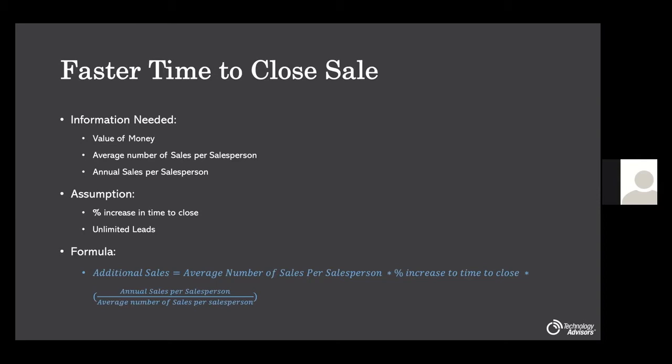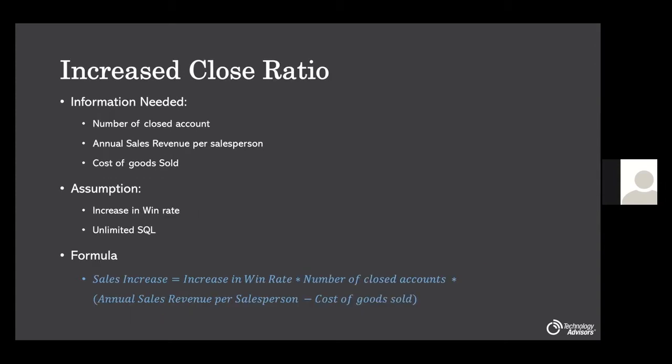If I can close things faster, then I have to look at the value of money, the average number of sales per salesperson, the annual sales per salesperson. And I'm making some assumptions. By the way, the first one I forgot, I'm making an assumption here that if I'm winning things, I've got a higher win rate. I also have to assume that there's always an unlimited number of sales qualified leads for me to go after. That's a hidden assumption in there.